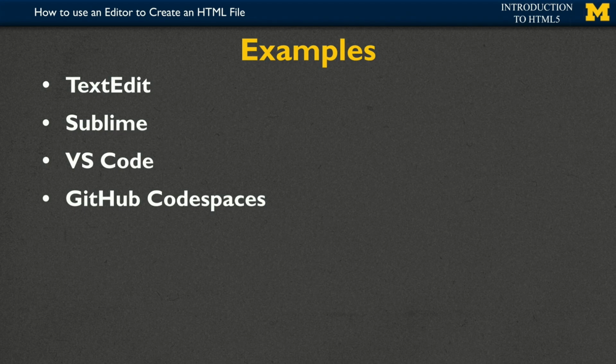GitHub Codespaces, however, is the option I strongly encourage all of you to use. Codespaces not only lets you write and run your code directly in your browser, it also provides an easy way to collaborate and share your work across devices and with others. Wherever you feel most comfortable, pick one, maybe two editors, and that's what you're going to want to focus on and really become a pro.